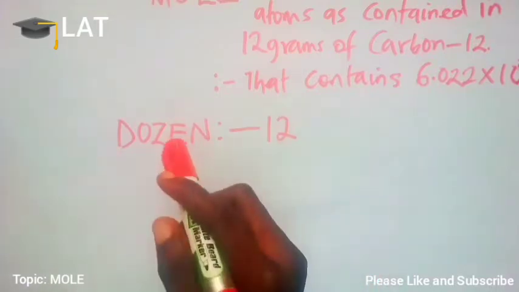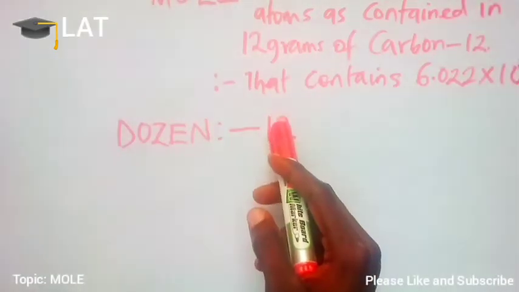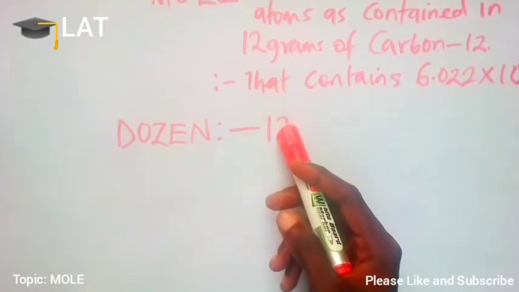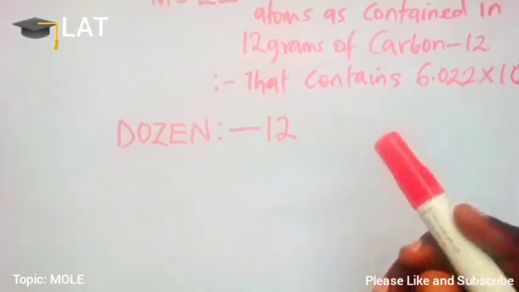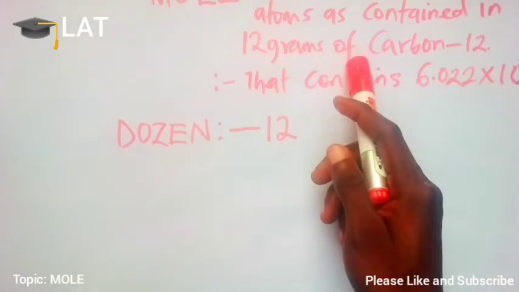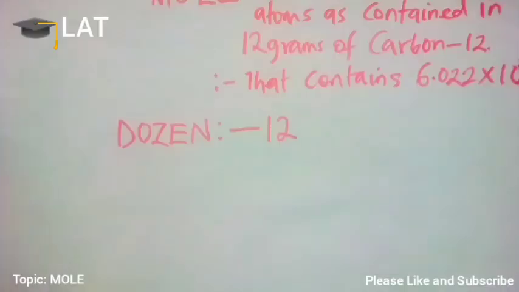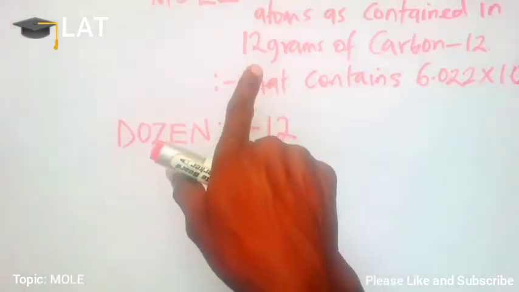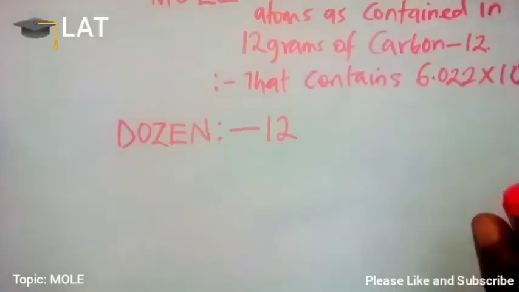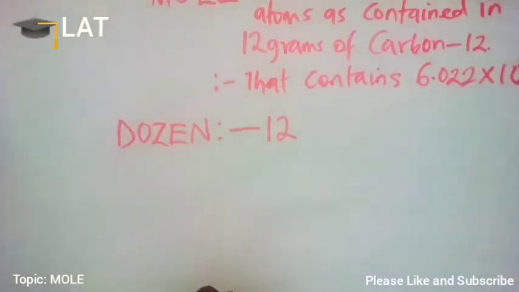So in the same vein, mole has its own reference. This 12 is like a reference point. Mole has its own reference. And scientists of those days chose 12 grams of carbon 12 as the reference for mole. Meaning if you want 1 mole of any other element, what you have in 12 grams of carbon, count it for that element.